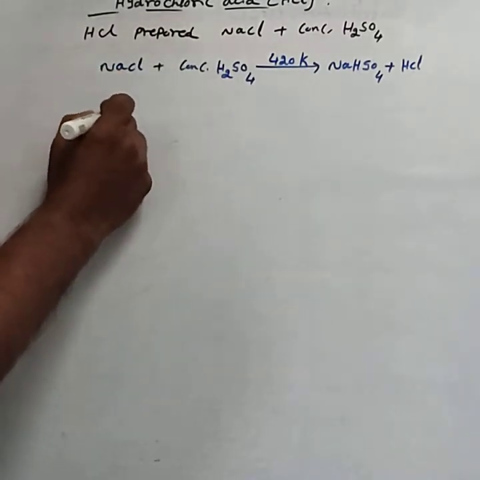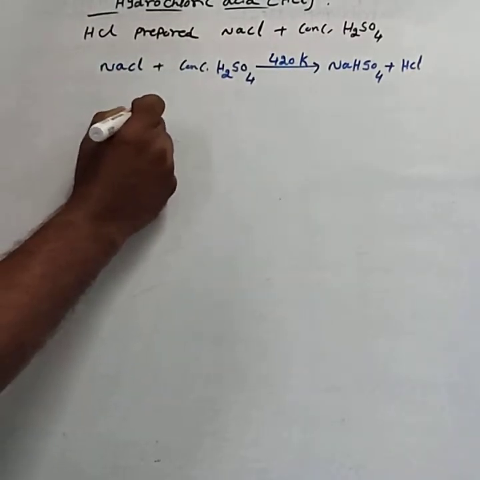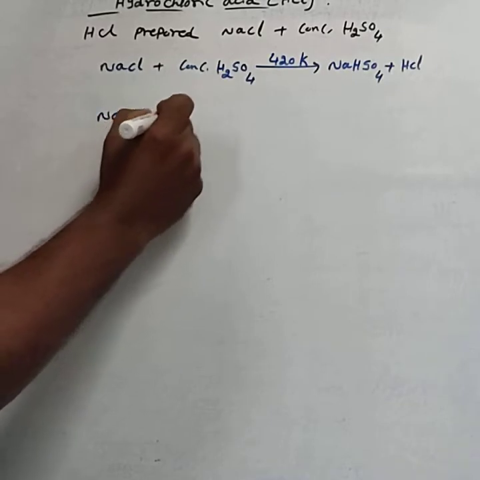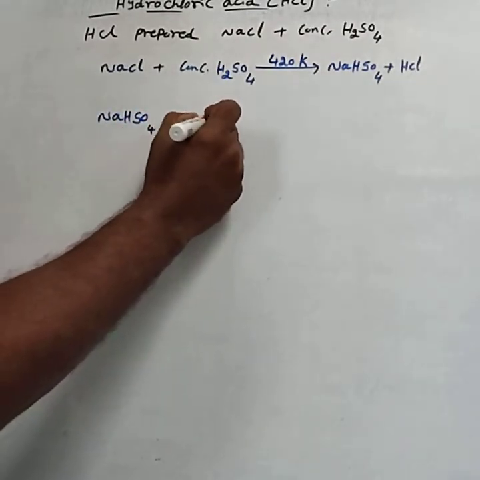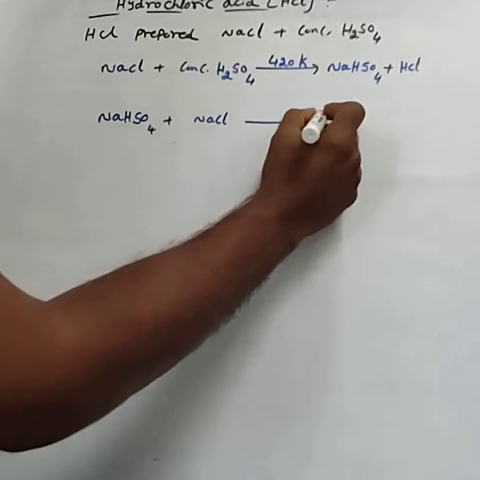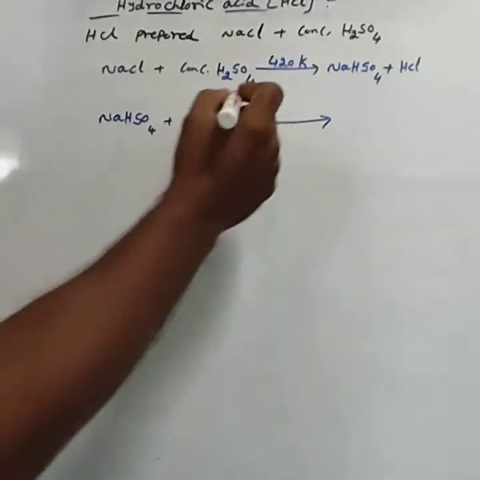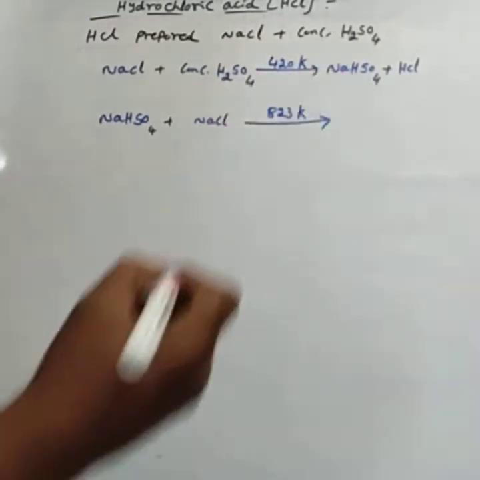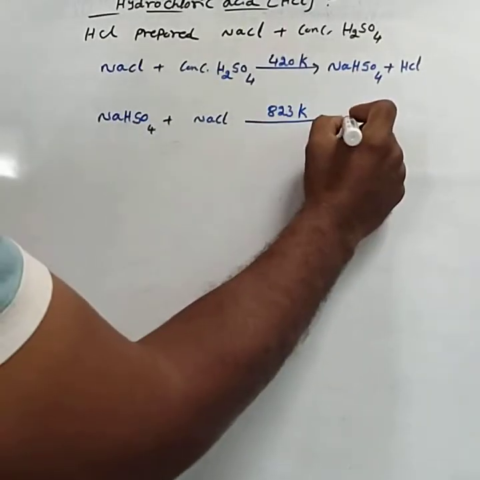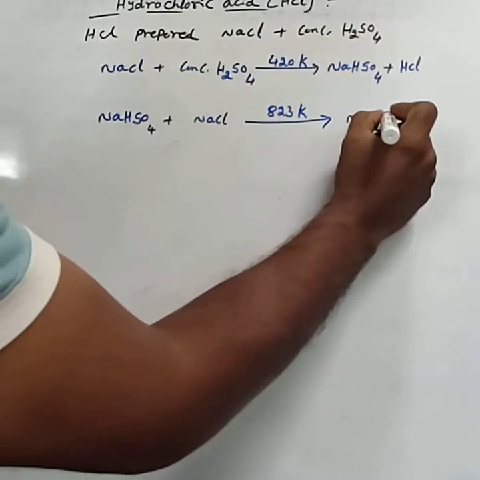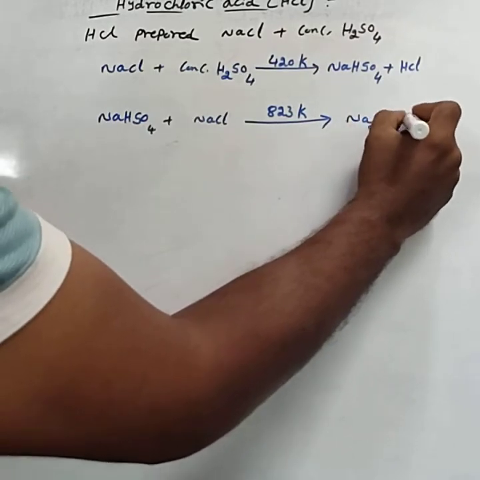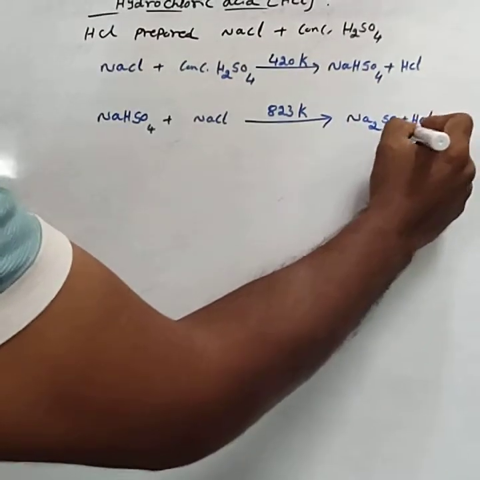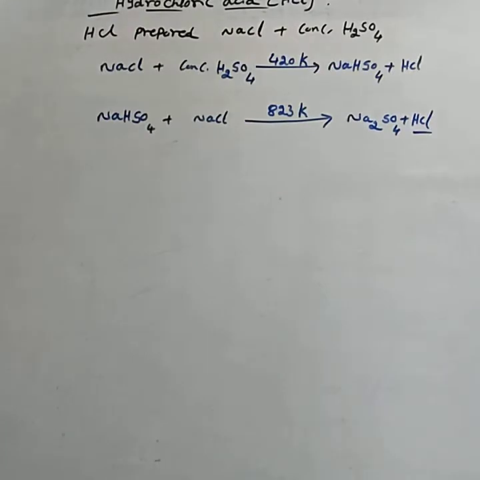The formed sodium hydrogen sulfate, NaHSO4, further reacts with sodium chloride. That is, if you further heat to 823 Kelvin, we get sodium sulfate, Na2SO4, and HCl. This is the preparation of HCl.